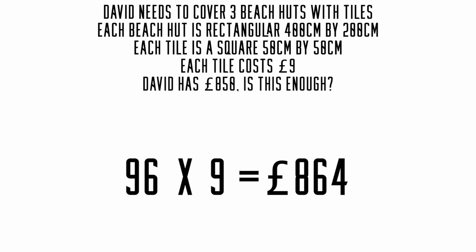From this, we know that David does not have enough to cover the cost of the tiles because he only has £850 for his budget. We have worked this out by looking up the area of both the beach hut and the tiles using the equation length times width for both.